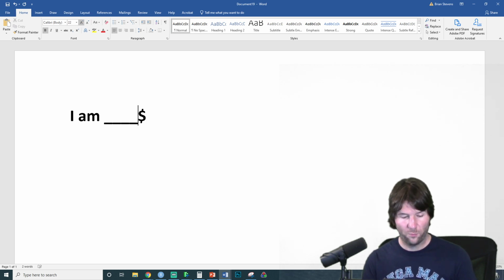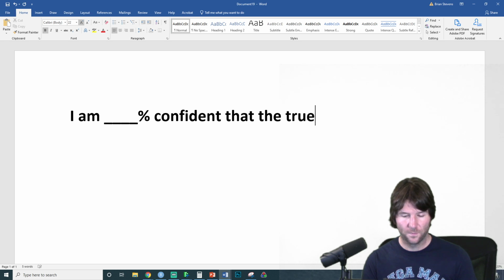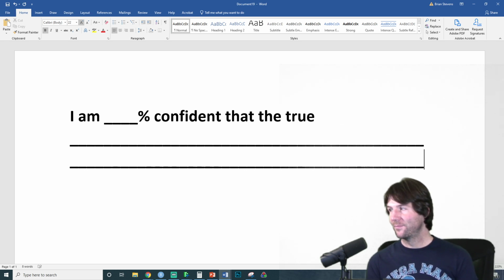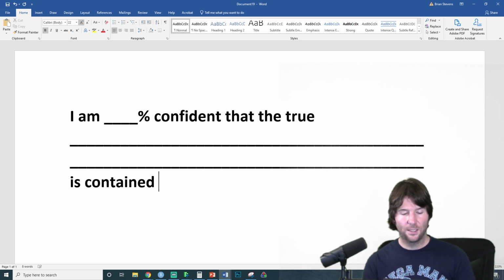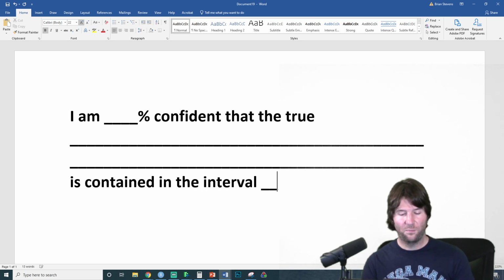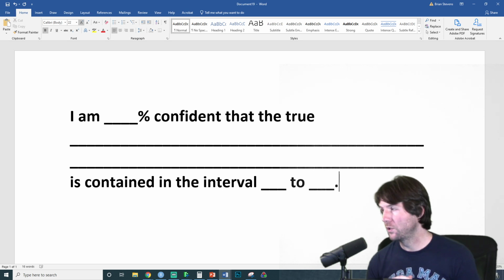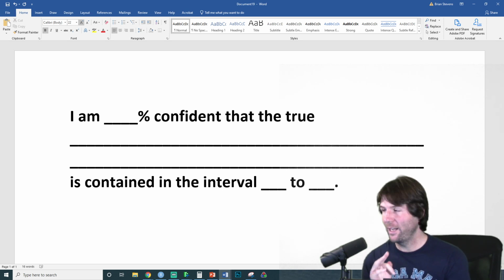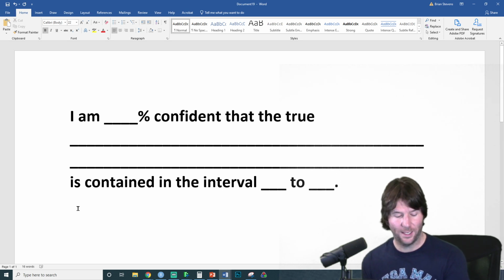I am blank percent confident that the true blank is contained in the interval blank to blank. Okay. Don't read their answers. Don't read, you're welcome, Rachel. Don't read their answers. You want to say, I am blank percent confident that the true blank is contained in the interval blank to blank.